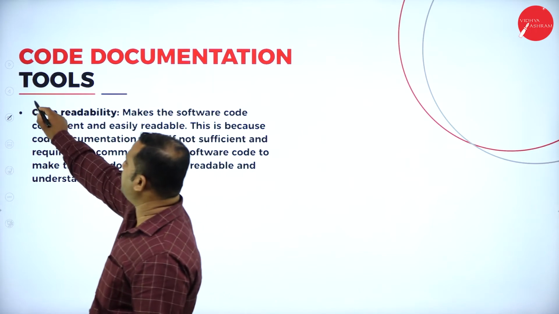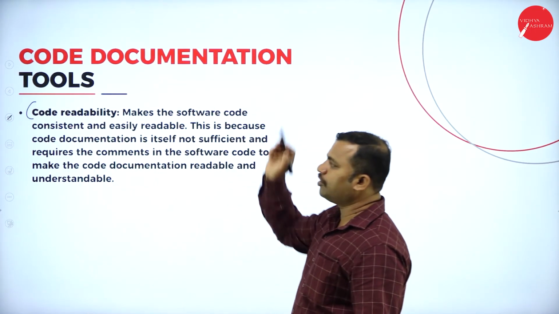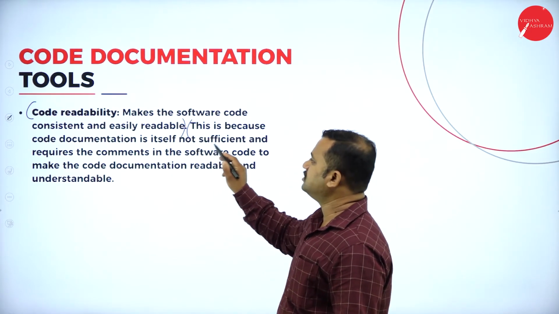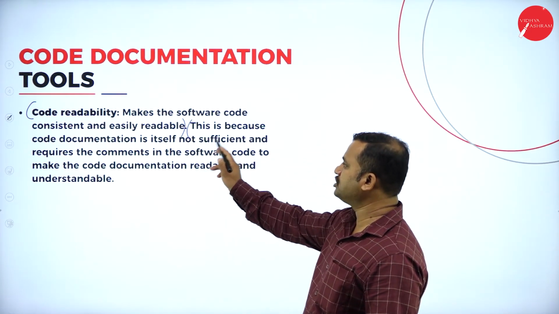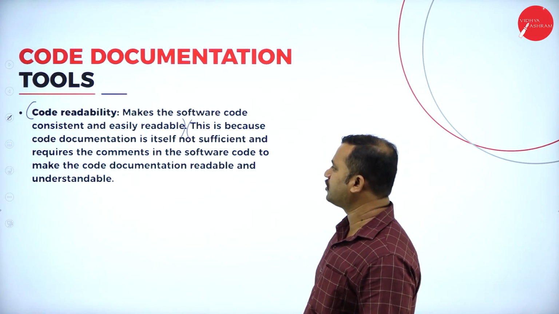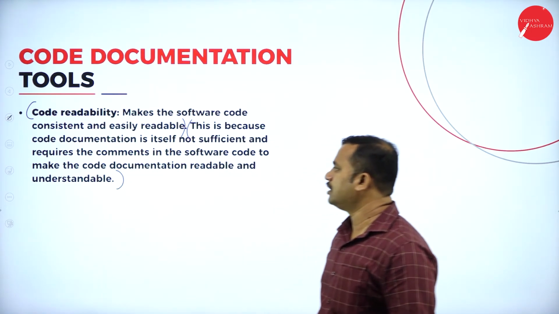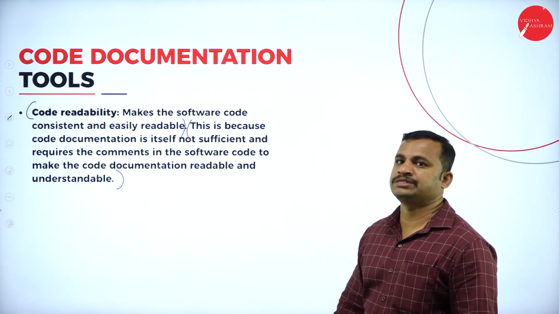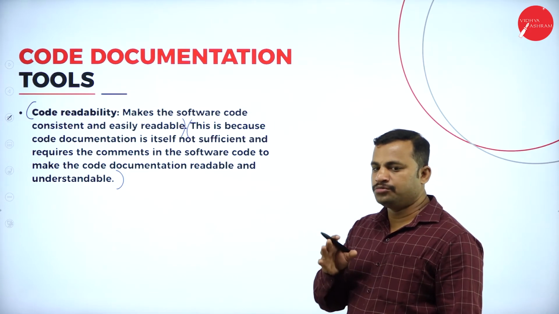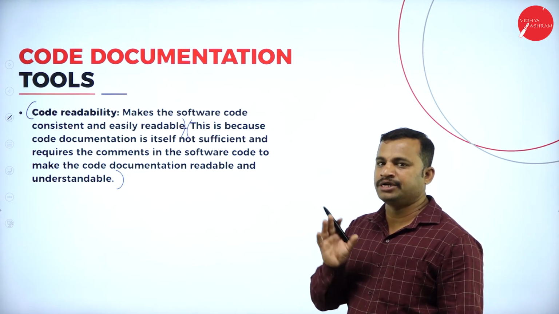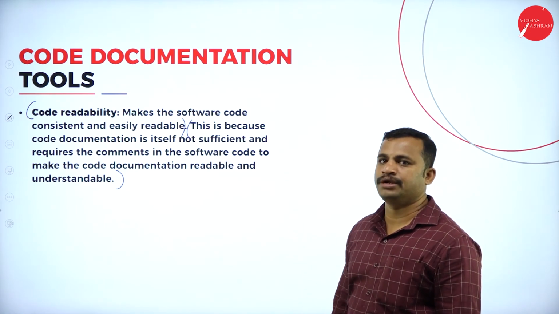Then code readability. It makes the software code consistent and easily readable. This is because code documentation by itself is not sufficient and requires comments in the software code to make the code documentation readable and understandable. The same thing I explained earlier. That means code must be readable and understandable, which is done in the form of comments and documentation. So we have documentation tools.